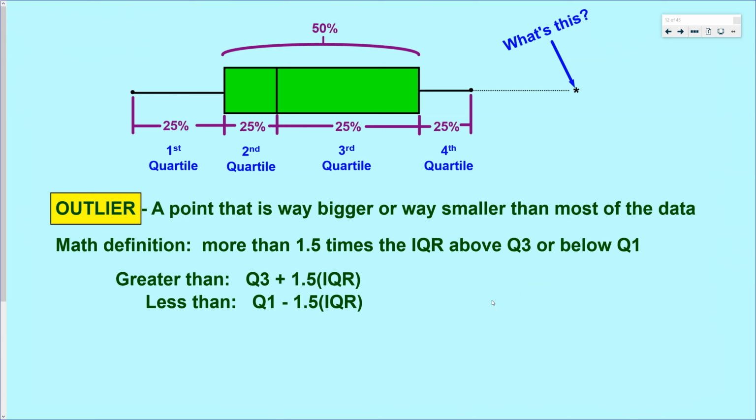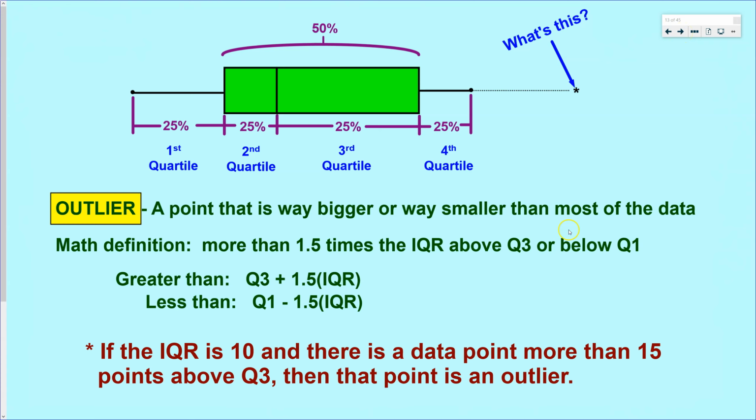The best way to describe it is you'll know it when you see it. It's way too big or way too small to really fit within the data set. And if I wanted to do just one quick example of an outlier, say we had an interquartile range of 10. So the distance between here and here was 10.